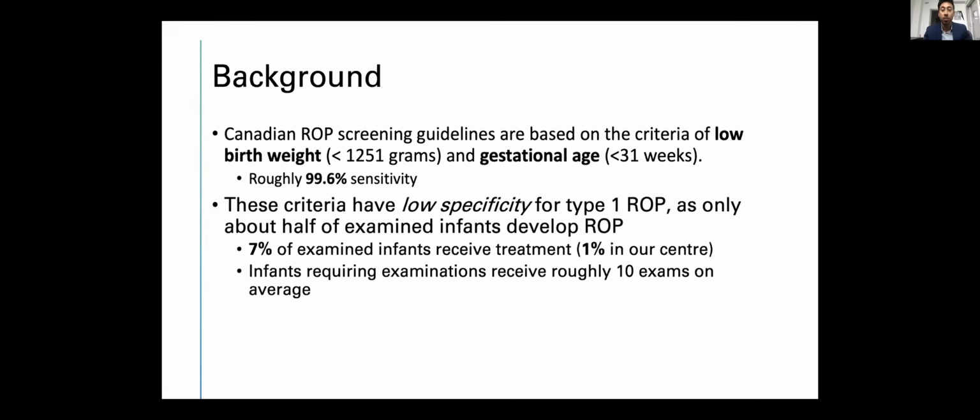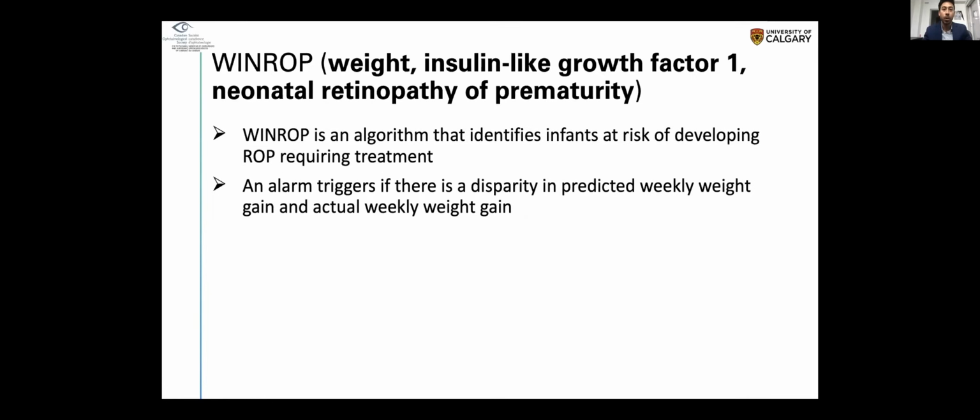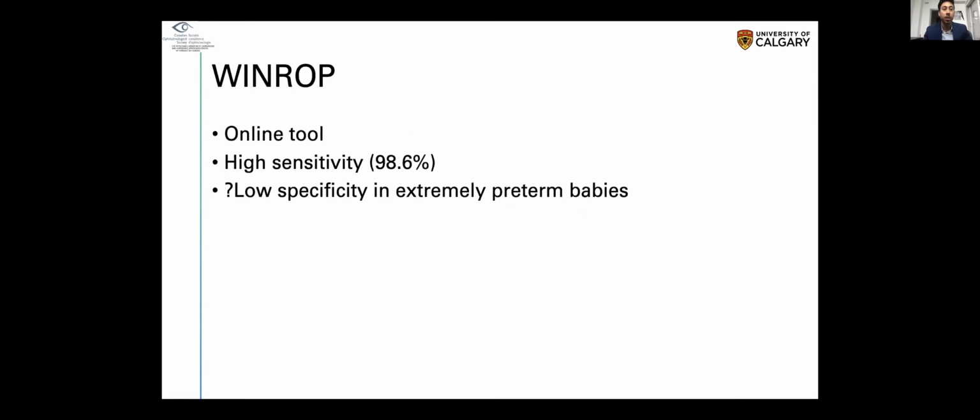In our center, that number is as low as 1%. Infants requiring examinations receive roughly 10 exams on average, so this is a lot of exams that the infants get. WinROP is an algorithm that identifies infants at risk for developing ROP requiring treatment. An alarm is triggered if there's a disparity in predicted weekly weight gain and actual weekly weight gain. And if that happens, these infants go on to get screened for ROP. It's an online tool with high sensitivity, roughly 98.6%, but possible low specificity in some studies in extremely preterm babies.